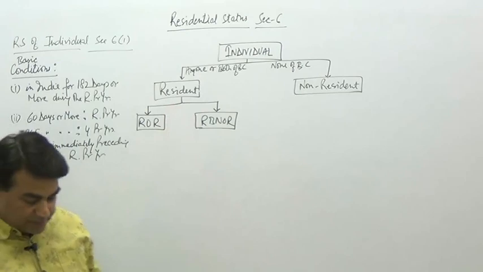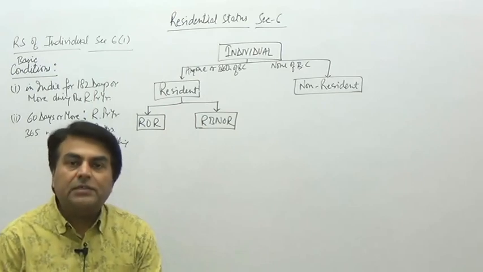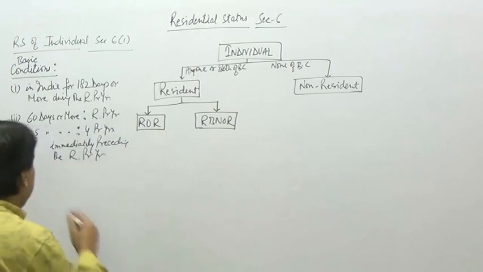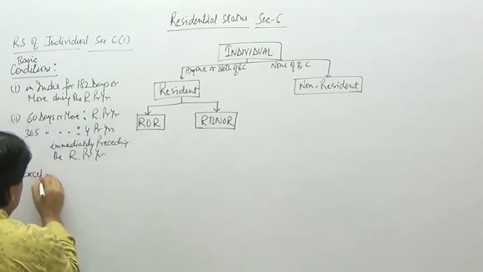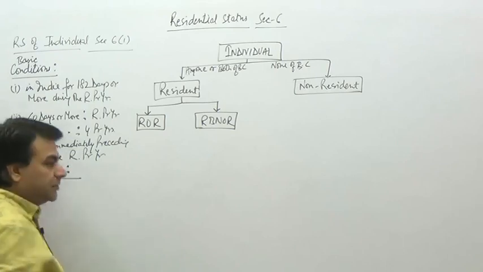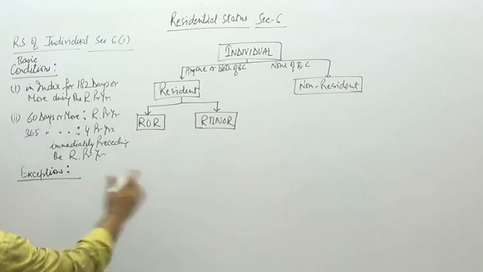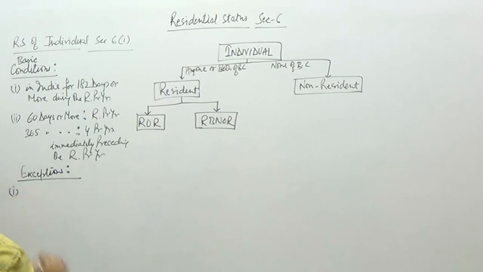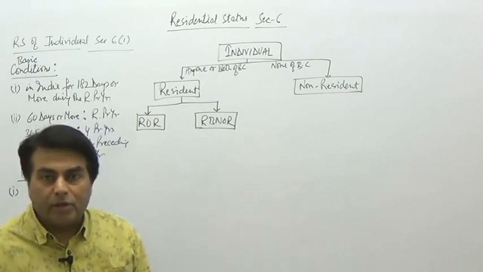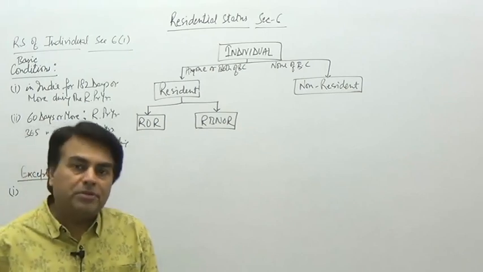Now please see, along with these 2 basic conditions, there are certain exceptions attached to them. What are these exceptions? Let me tell you this. The exceptions. Exception number 1: an individual who is moving outside India for the purpose of employment. Any individual who is leaving India for the purpose of employment.